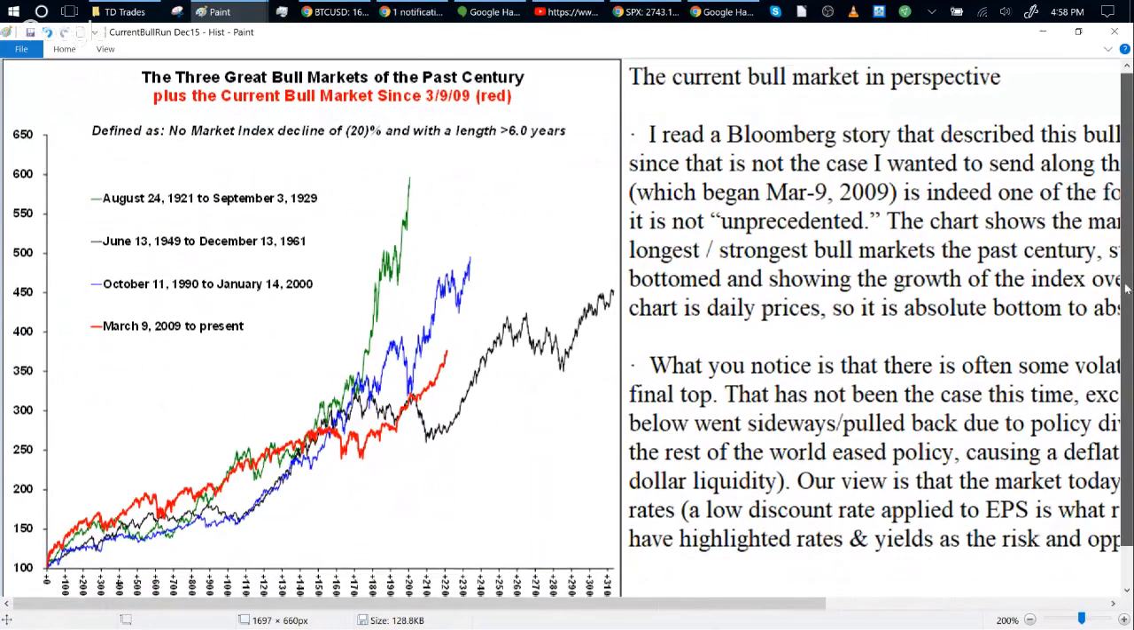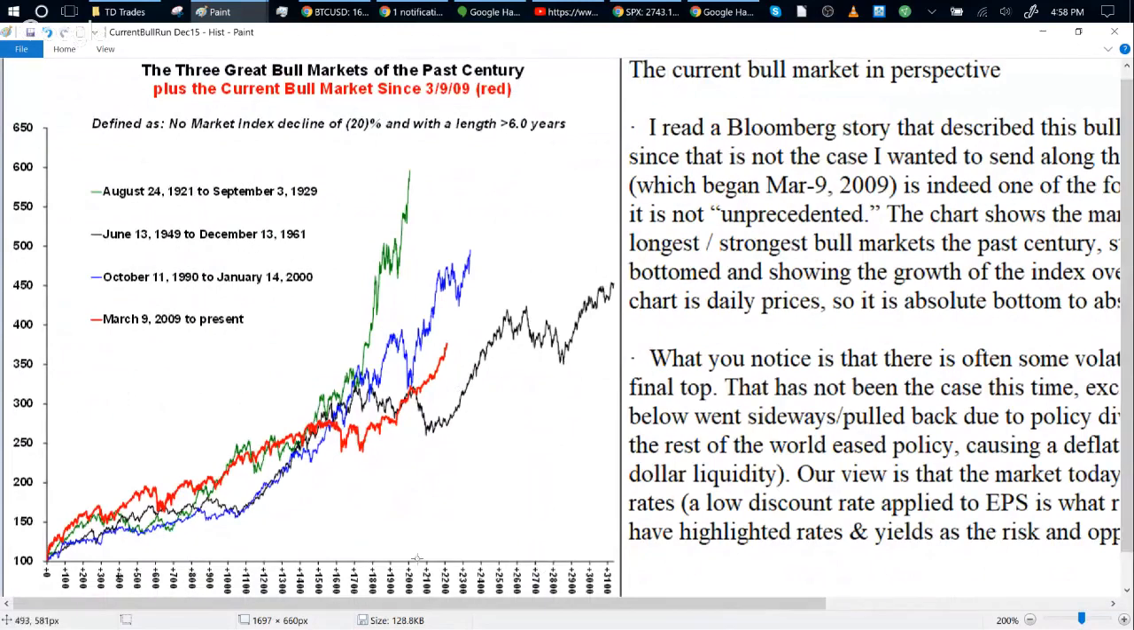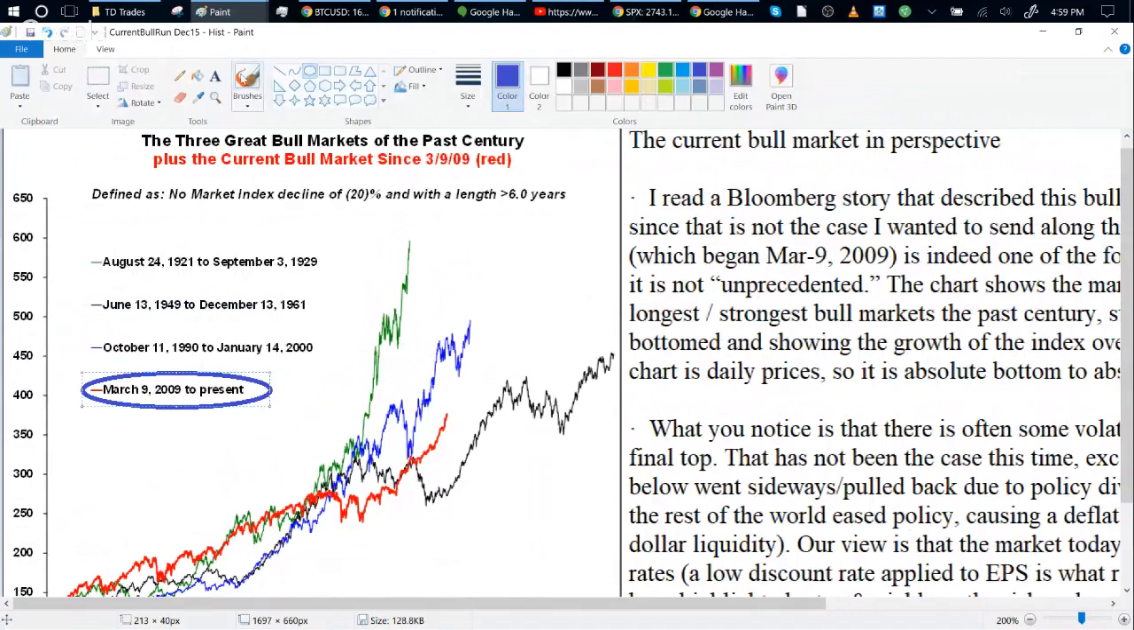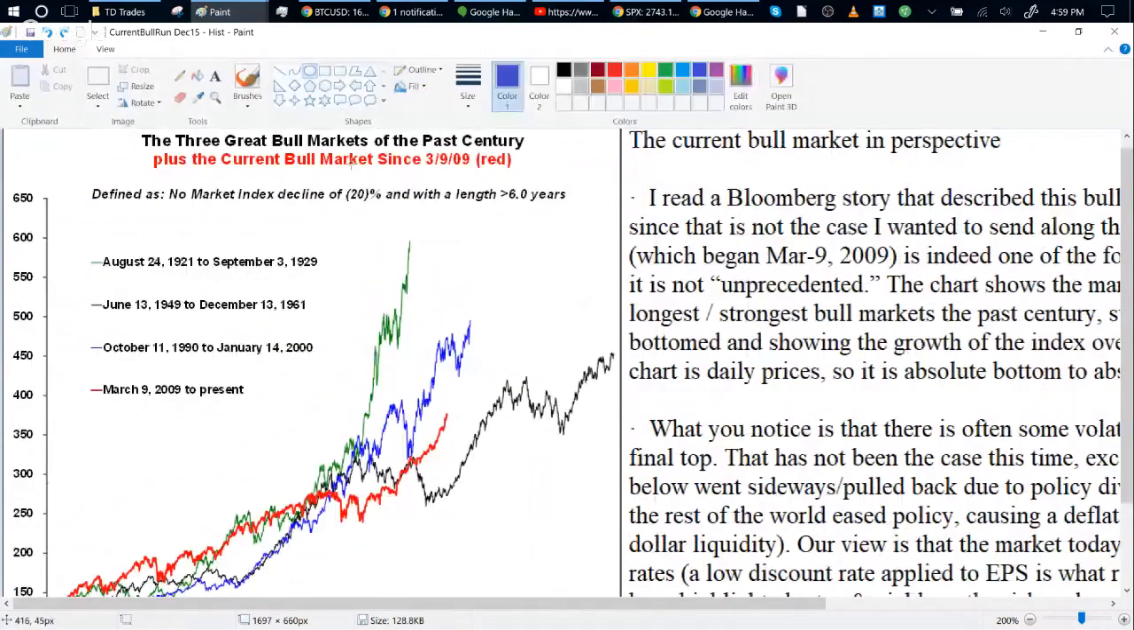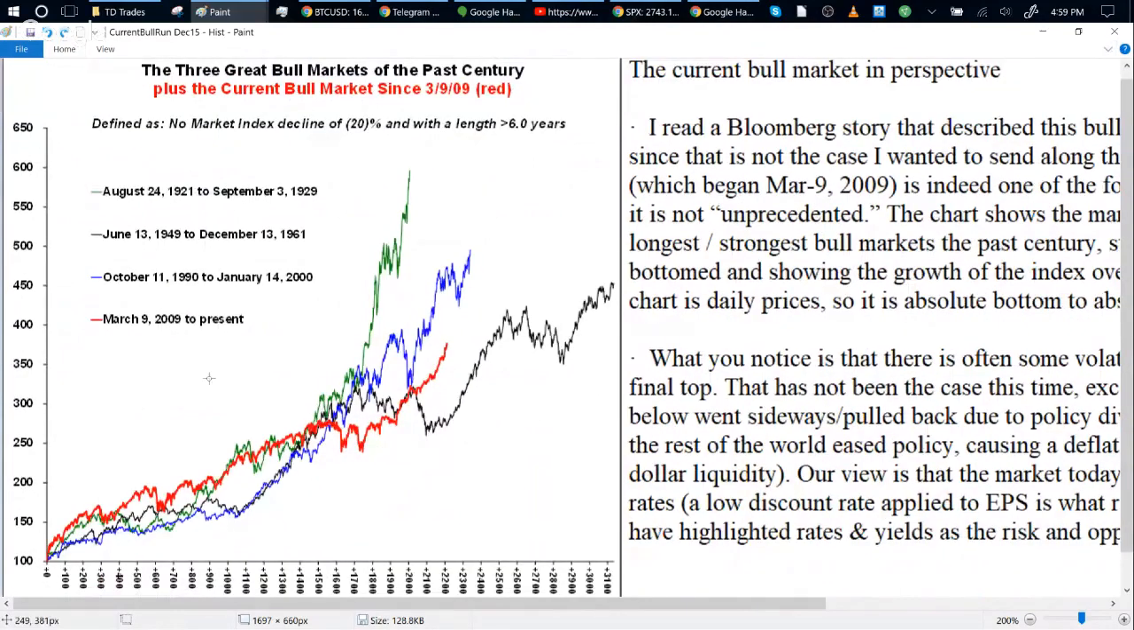Really good. The current bull market perspective, okay? So the current bull market perspective, and we're cherry picking a low here, right? We're cherry picking the March 9th, 2009 low. Let me make this smaller. There we go. And that's in red, right? I don't know why I circled that in blue. Hold on, let's get red. So here's in red, right? So now we're talking this guy here, the red. And here we are, right here, on the red.